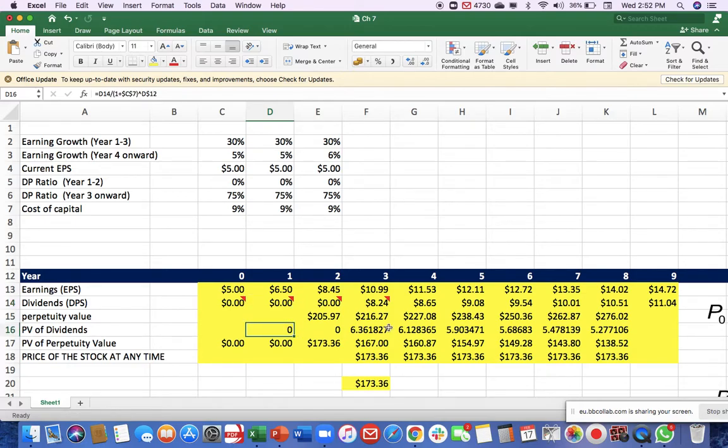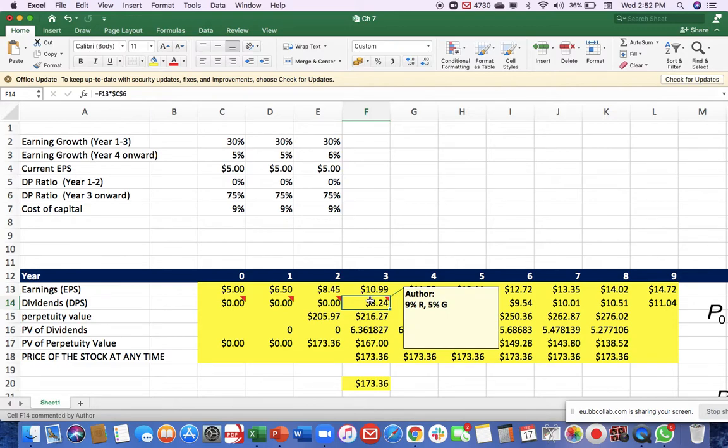But the present value of the dividend of year 3, 8.24 is the dividend you are paying in year 3. Its present value will be 6.36. And your perpetuity value, that is D1 divided by R minus G, because from year 3 onward the growth will be 5% throughout the life. Cost is 9%. So you are getting the perpetuity formula, D1 divided by R minus G.